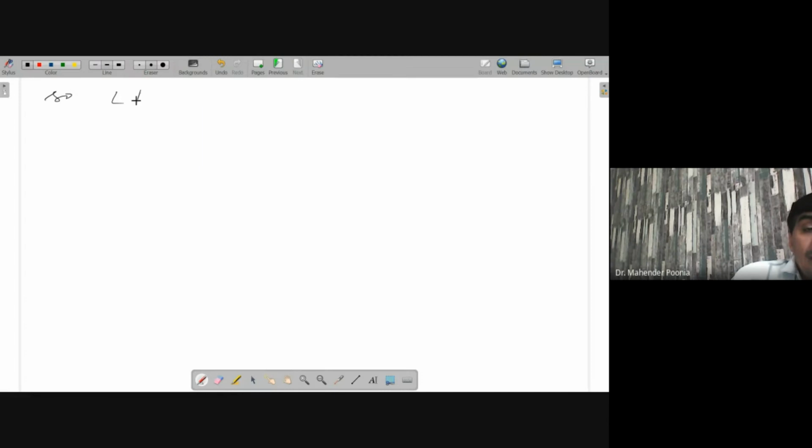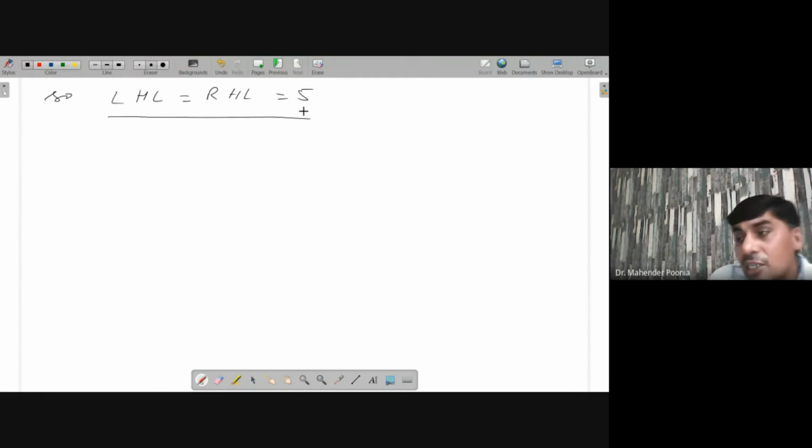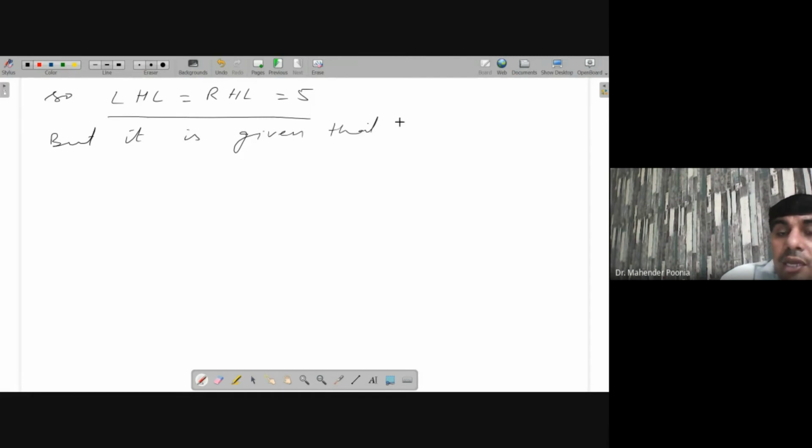So left hand limit is equal to right hand limit. Both have the same value 5. So the limit of the function exists. But it is given that f(x) is a continuous function at x is equal to 3.